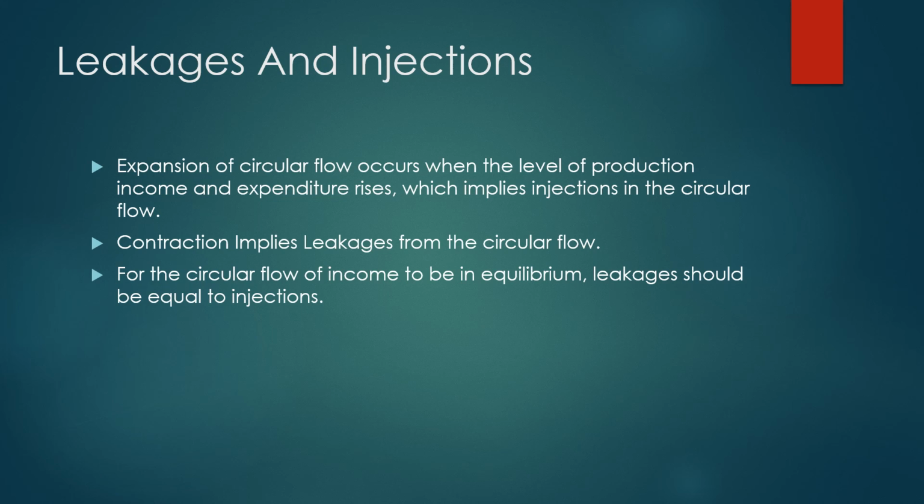Now, on the contrary, contraction implies leakages from the circular flow. Now, what are leakages? Leakages means when the level of production, income and expenditure, they all fall. Neither injections are too good for an economy, nor leakages are too good for an economy. So for an economy to be in equilibrium, or for the circular flow of income to be in equilibrium, leakages should be equal to injections.